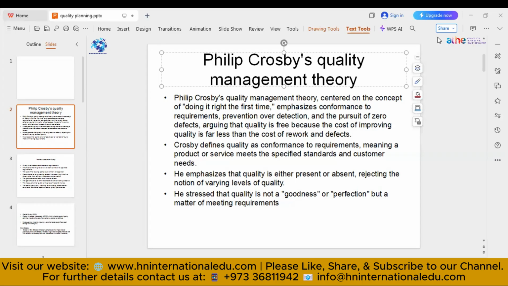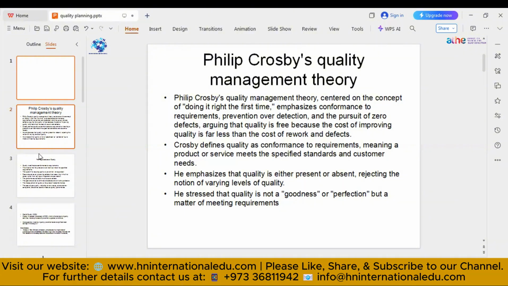Okay, for me, the quality may be different. For you, the quality may be different. Why? Because of my preferences, because of your preferences and the individual differences. So he said that it is not perfection, but it should meet the individual expectations. Who are individuals? Your customers. So the product should be according to the customers' requirements and needs. Then we can say it's a quality product. It's meeting the requirements.